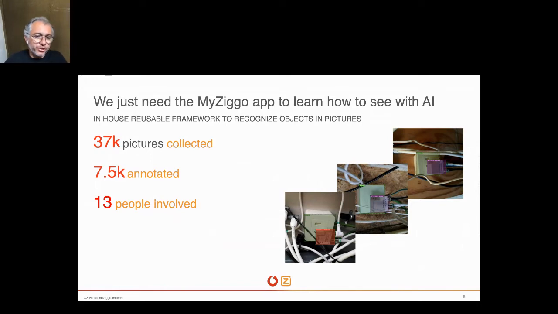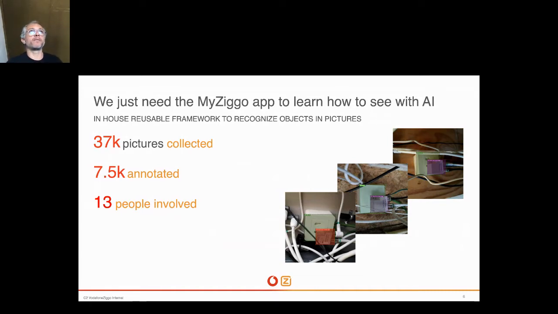So with computer vision, you have to collect lots of pictures of the subject matter that you want to classify or detect. So in this case, we got a task force of technicians taking pictures anytime they would go to a customer's premises, asking the customer's permission to take a picture. So we collected almost 40,000 pictures.